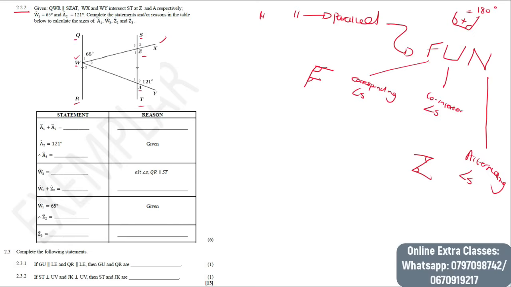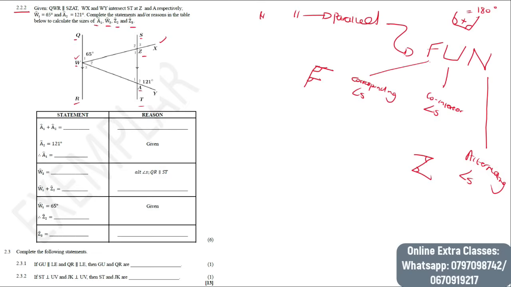Now we are told to complete the statements and reasons in the table below to calculate the sizes of A1, W3, Z2, and Z3. So we need to calculate the sizes of those angles that we are given. Okay? So now let's go ahead and see what's in the table.